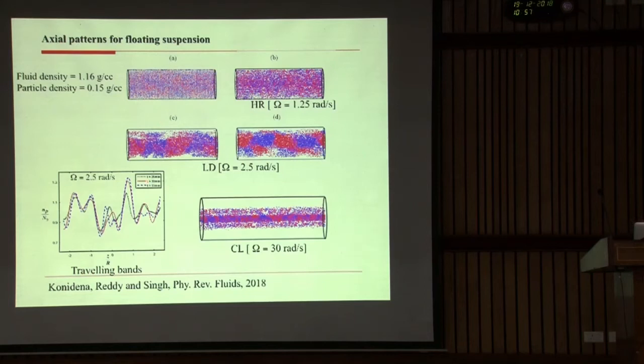What we observe, if you look at a different time, is that these bands they form are not stable. They keep on moving. So this is what we call a traveling band. They were also observed in the experiment for certain RPM. So we do see traveling bands for some cases.